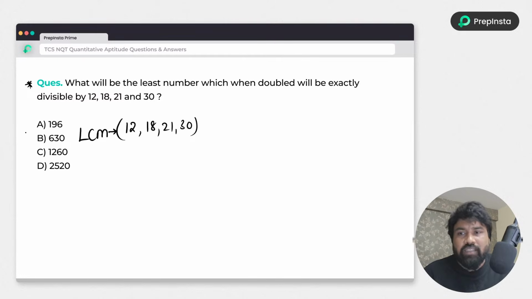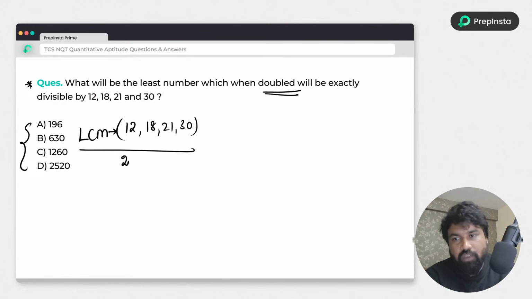And they are not asking directly for the LCM. They are asking for half of the LCM. Why? Because the least number when doubled, so the option needs to be doubled. That means I can say half the LCM, right? So guys, look at the questions carefully. Whenever they ask, you need to immediately create an equation and solve it quickly. I need half of the LCM, because in the question they are doubling it and it needs to be divisible by these numbers.